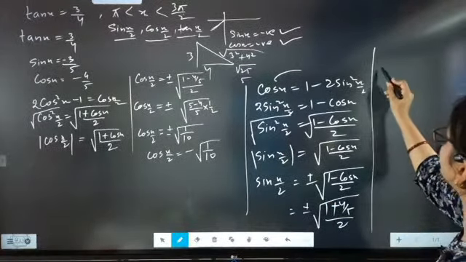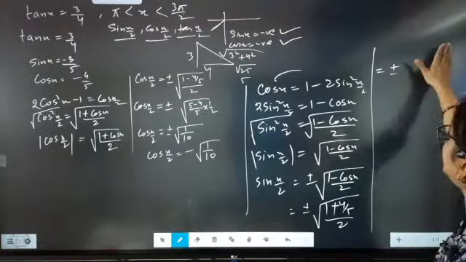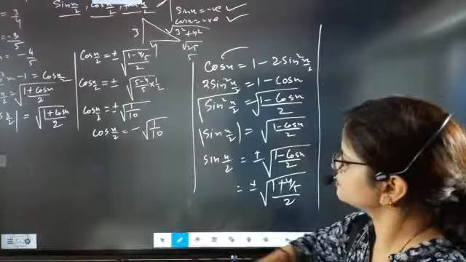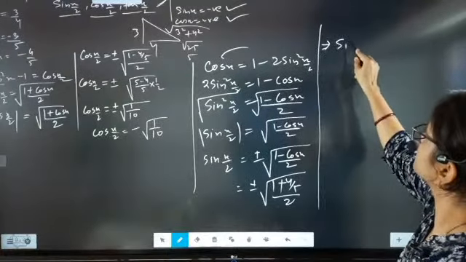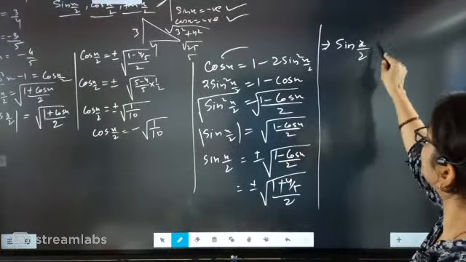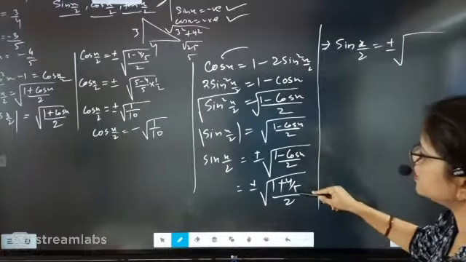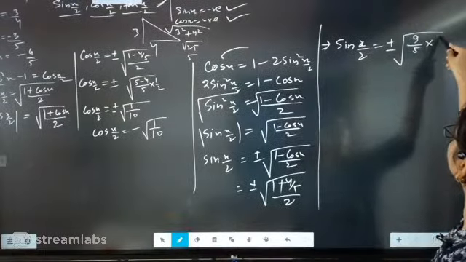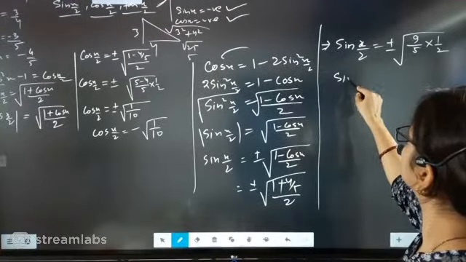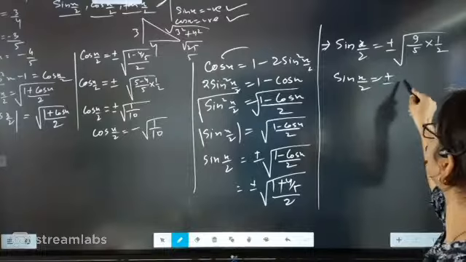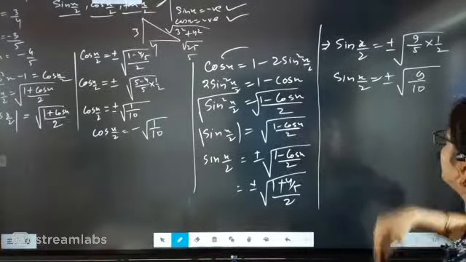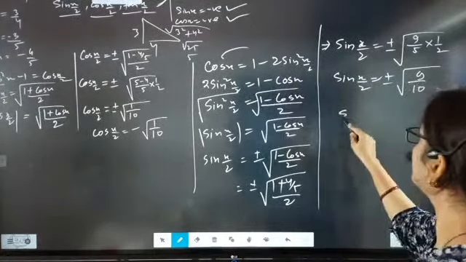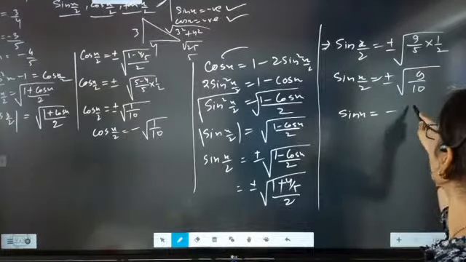So ultimately sin x by 2 value will become plus minus root under (5 plus 4), that is 9 by 5, and this one will go up, beta, 1 by 2. So sin x by 2 equals plus minus 9 by 10. But we know it is the third quadrant, so sin x by 2 is again coming negative: sin x by 2 is minus 3 by root under 10.